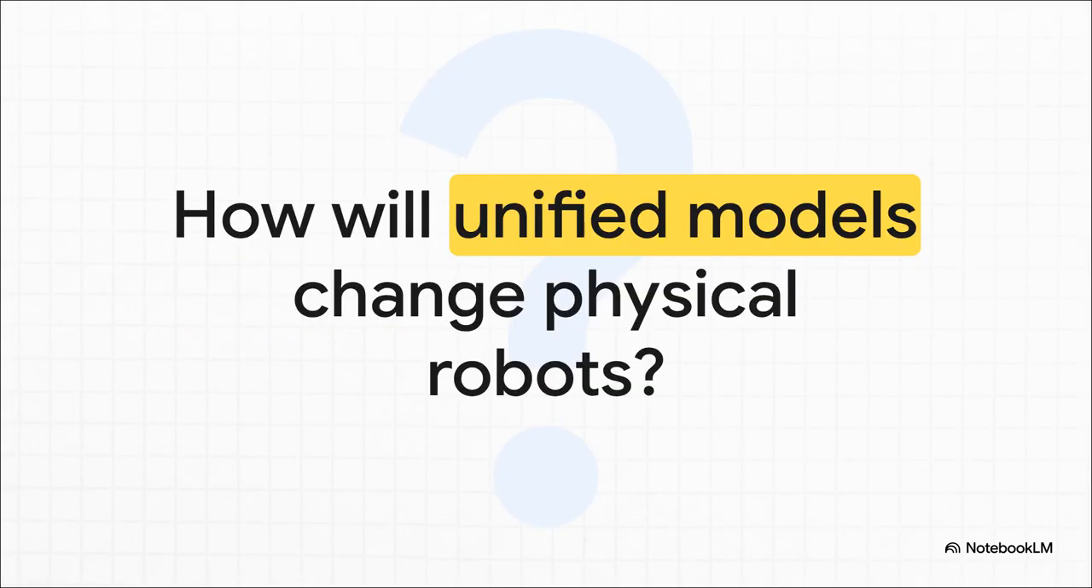So I want to leave you with a provocative question to chew on. How will unified open source models like Cosmos 3 change the physical robots we interact with over the next decade? Now that developers worldwide can just download a state-of-the-art brain capable of understanding sights, sounds, and physical actions all at once, the pace of robotic innovation is bound to absolutely explode.